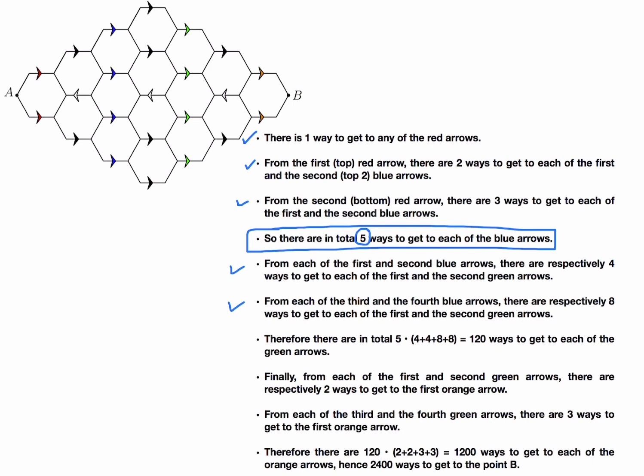So in total, there's 5, which is up here, plus 4, plus 4, plus 8, plus 8, which is a total of 120 ways to get to each of the green arrows. So they're counting the 4 up here twice, right? Because you have to get to the first and second, and then the 8 here to get to the first and second green arrows. Okay, so so far we're only doing these 2. So I guess at the end we're going to double it.